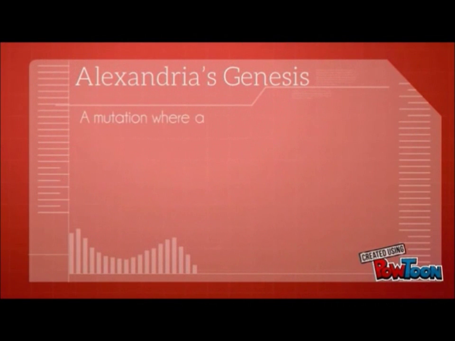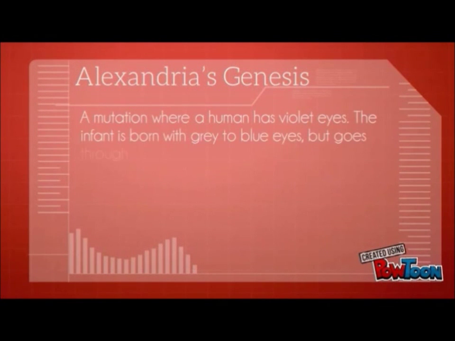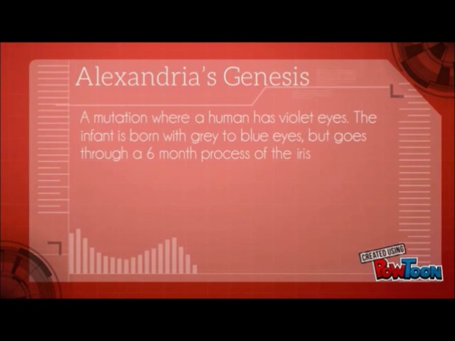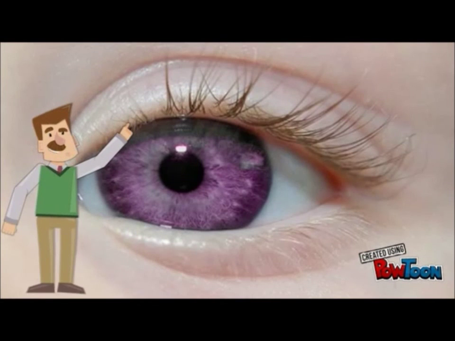Alexandria's genesis, a mutation where a human has violet eyes. The infant is born with gray-blue eyes, but goes through a 6-month process of the iris turning into a royal purple. People may confuse this with albinism, but in reality, this may not be the case. Yet, people with Alexandria's genesis appear to have dark hair and dark eyelashes. It's just the pale skin and pale eyes that are the problem. So, this may have a tiny link to albinism, but scientists are still unsure.